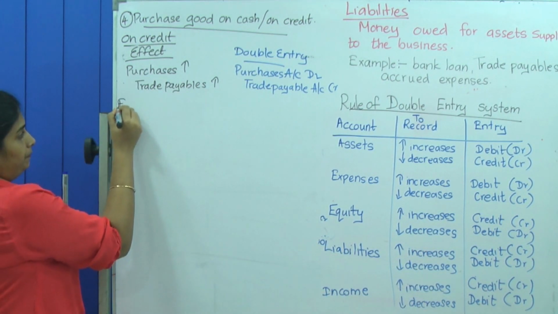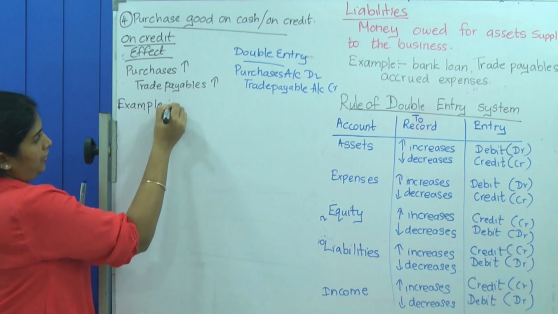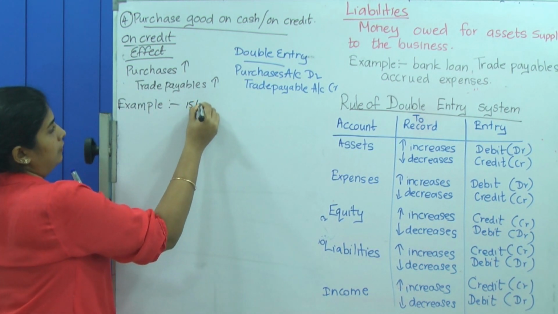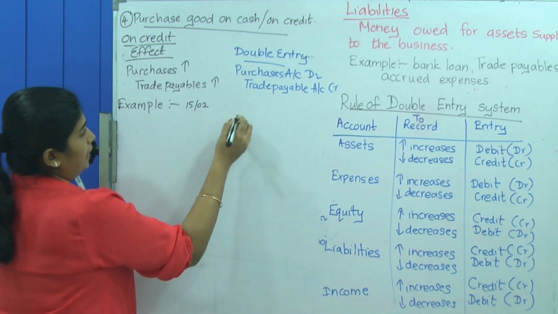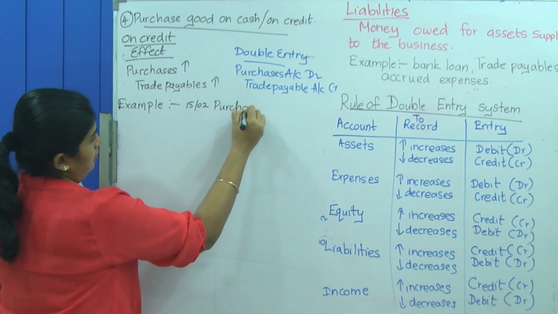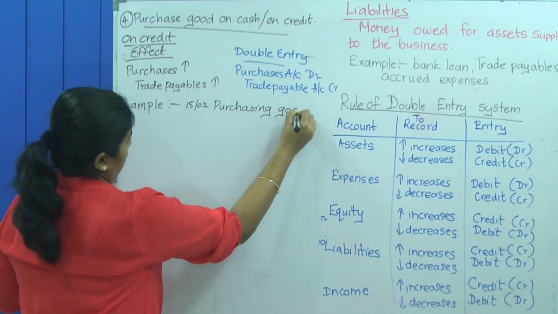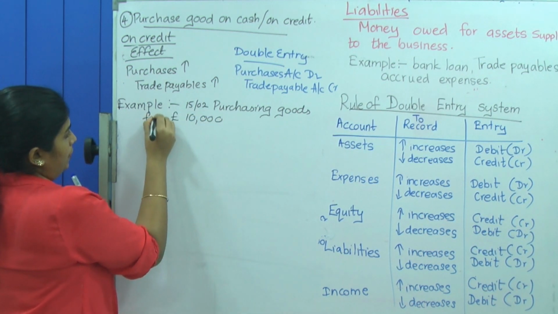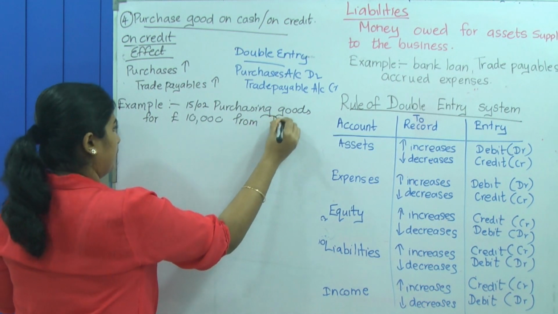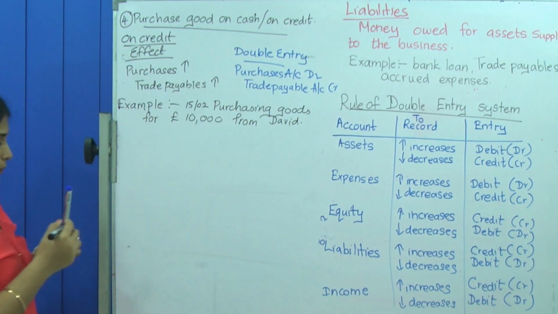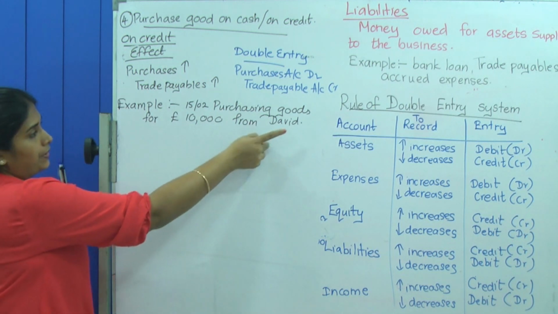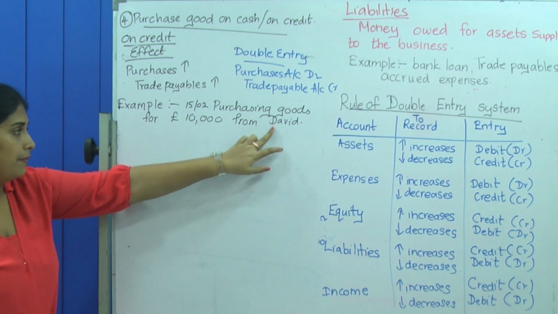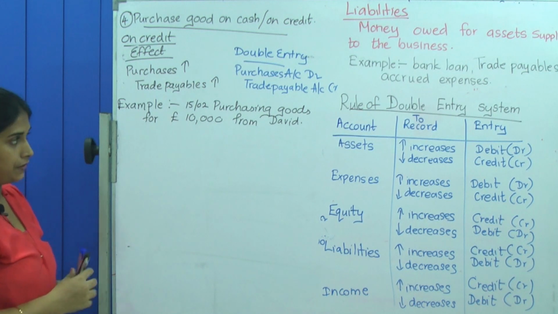Now for an example, the same Judy who purchased earlier, again on 15th February, Judy is purchasing goods for 10,000 from David. We'll assume she is purchasing from David's company. So you have to make sure that if a person's name is given, you have to assume that she has purchased on credit. So if there is a name, that means they have purchased on credit only.